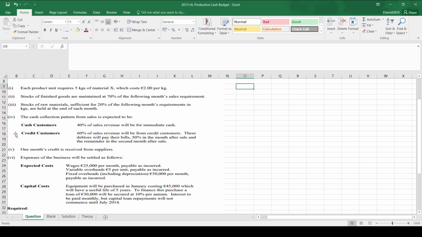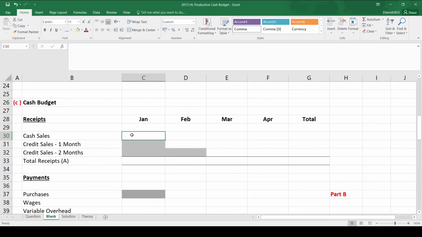So to start off, in the question, if we look back up here to part IV, the cash collection pattern for sales is expected to be 40% of people pay by cash, paying straight away, and then 60% pay on credit. That makes up the total amount of customers. Of the 60% that pay on credit, 50% pay the month after sale, and the remainder in the second month after sale. So in January, for example, we're going to get the cash in January, then we're going to get some money 1 month later in February, some money 2 months later in March.